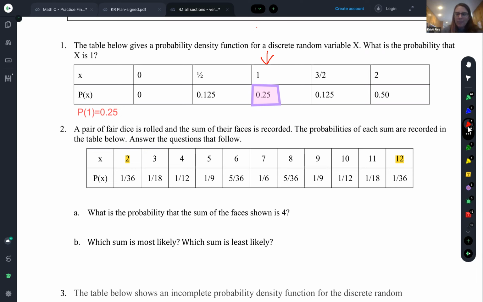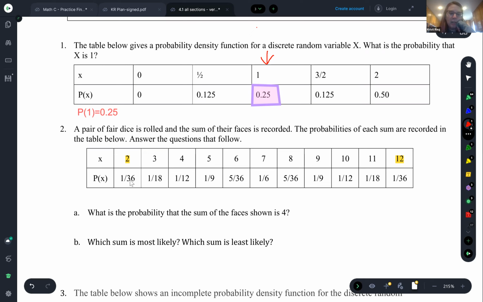Altogether, here's a little backstory. You don't really need to know this, but you might have heard this before. Altogether, there's 36 possibilities. The first one's a 1, the second one's a 2. 1 and 1, 1 and 2, 1 and 3, 1 and 4, and all those. It turns out there's 36 altogether. There's only one way to make a 2, and so that's 1 out of 36. There's only one way to make a 12, 6 plus 6. So there's 1 out of 36. Again, you don't really need to know where those come from.